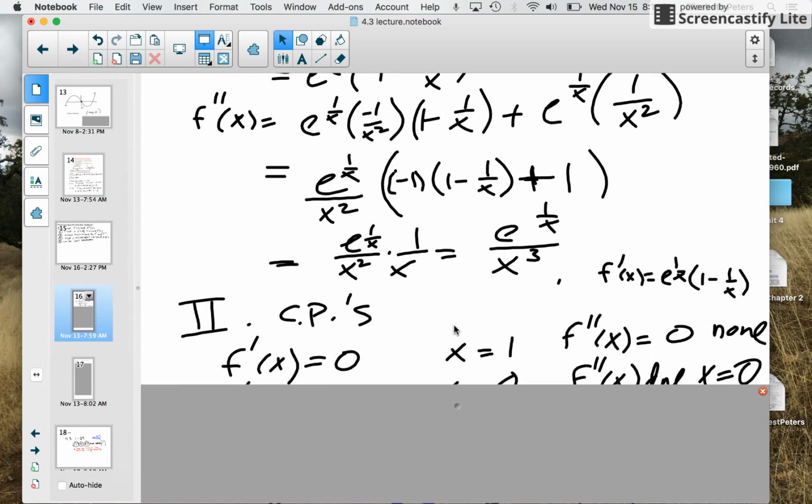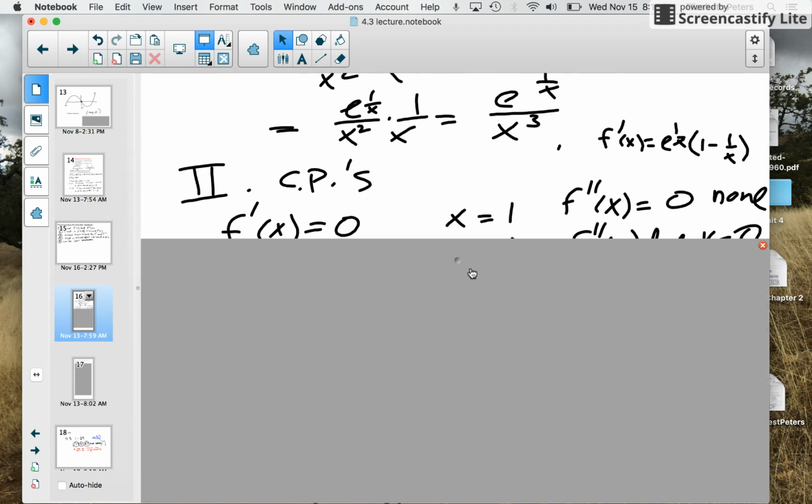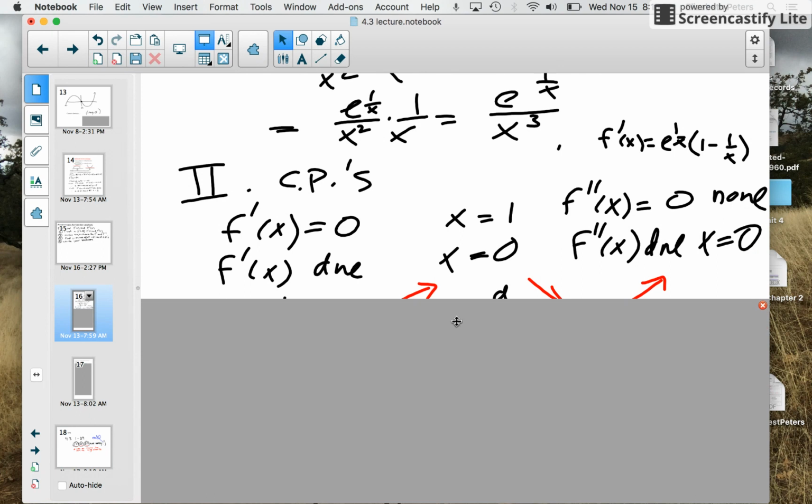Now we find the critical points, the places where the first and the second derivative equals 0. So the first derivative equals 0 when, let's see, 1 minus 1. So we want this part to be 1, so x equals 1. So that equals 0 when x equals 1.